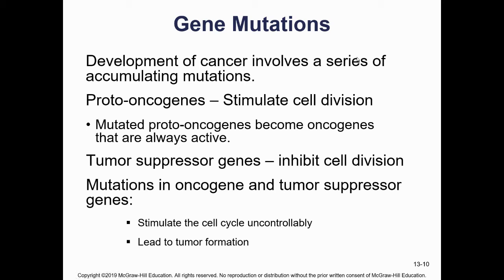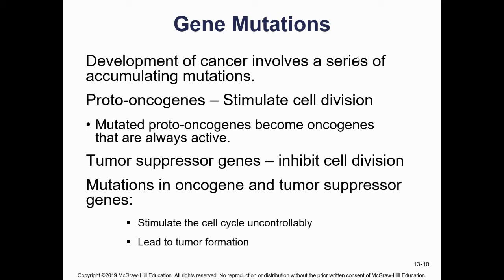Some gene mutations can cause cancer. Often the development of cancer involves a series of accumulating mutations. Proto-oncogenes are genes that stimulate cell division, mitosis. So proto-oncogenes are going to encourage mitosis. Mutated proto-oncogenes become oncogenes. That means these are always active.